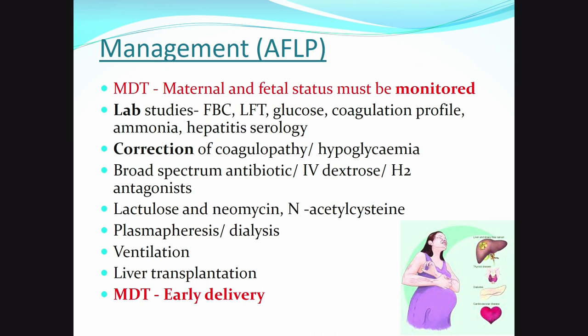And we have to start with our routine blood investigations like full blood count, LFT, etc. And if there's any complication, we need to correct it, maybe the coagulopathy, maybe hypoglycemia. You may have to consider broad spectrum antibiotics and our liver failure management, maybe lactulose, N-acetylcysteine, etc. In difficult cases, people have to consider plasmapheresis, dialysis, even ventilation. And sometimes you may have to call the liver transplant team if the patient is deteriorating. But the important thing is to plan the delivery at the correct time. It has to be decided by the multidisciplinary team.